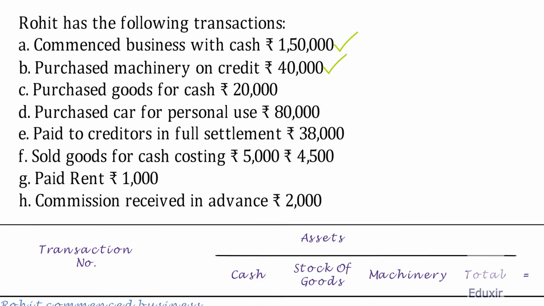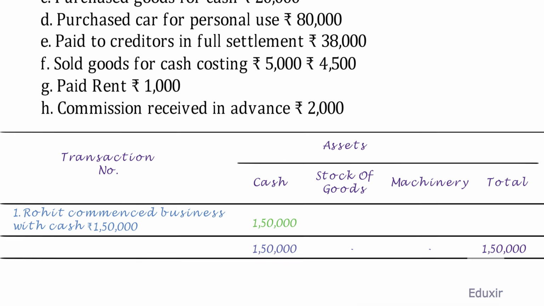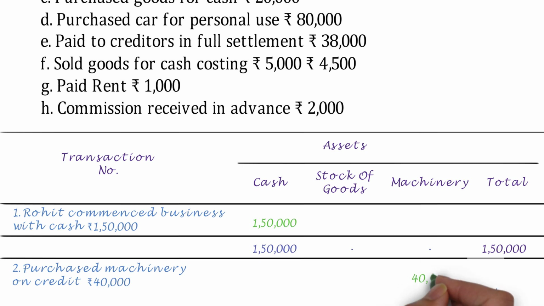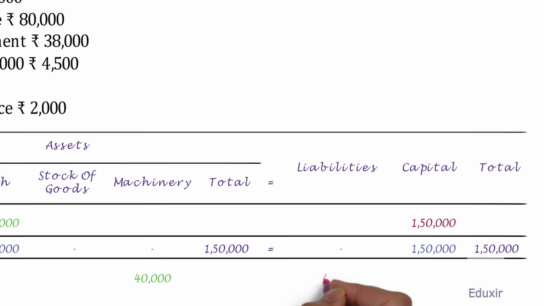The second transaction is purchased machinery on credit 40,000 rupees. Here, it is specifically mentioned that the machinery is purchased on credit. So, this transaction creates a liability. After this transaction, the business will have 40,000 worth of machinery. On the other side, the business now has a liability of 40,000 rupees created from this transaction.